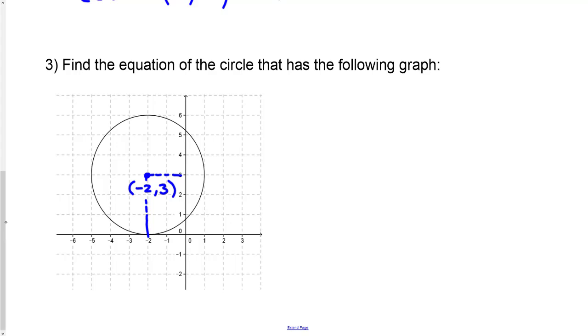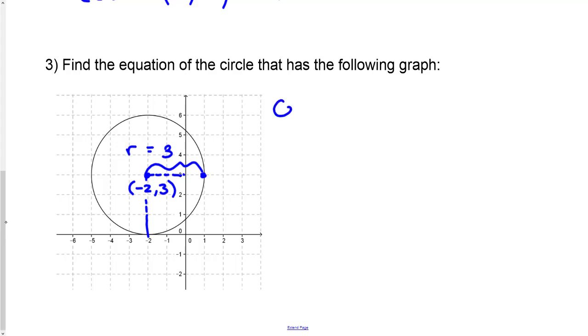So there's my center. The radius is going to be the distance between the center and any point. The point that you should use should be the point that's either directly to the right or left of the center or directly above or below the center. That's going to be the easiest distances to calculate. So here, if you count over 1, 2, 3, the radius is 3.